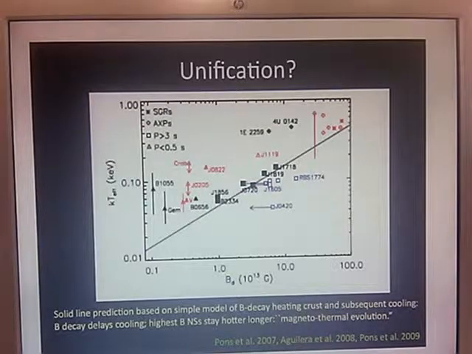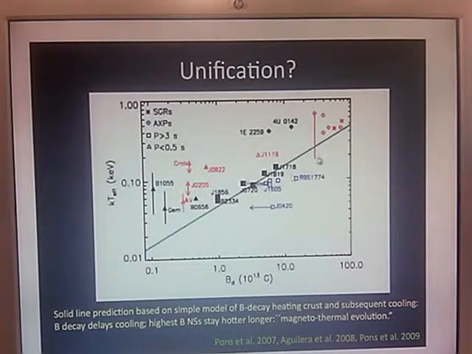So in particular, if you imagine how beta decay heats a crust, resulting in subsequent cooling of that crust, but the beta decay is delaying that cooling, which allows you to give the neutron star a hotter temperature by delaying that cooling. Then, as long as you keep it warm, you also have this opportunity to keep the magnetic field going. So if you do that interplay, then you get this kind of prediction for temperature as a function of magnetic field, or effective temperature as a function of magnetic field.